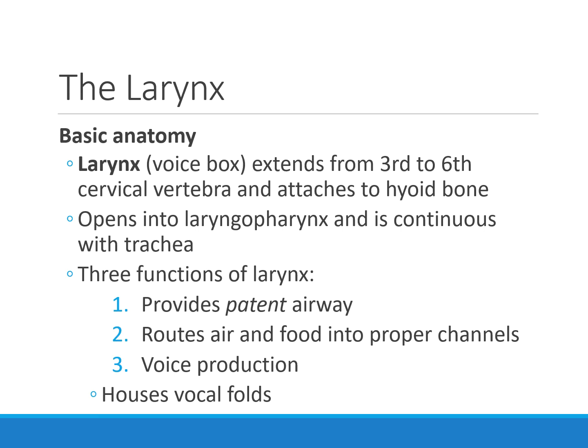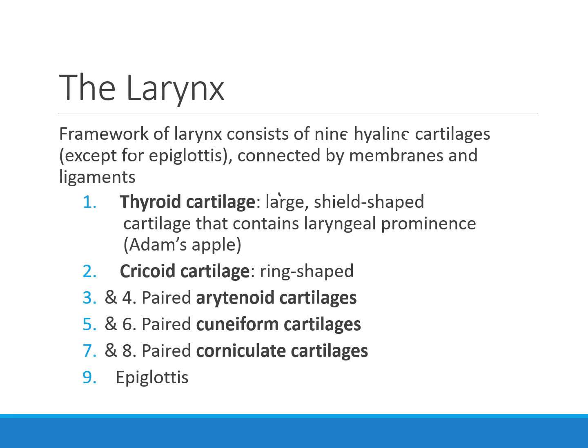There are three functions of the larynx. It provides a patent airway. Patent means it's always open. It routes air and food into the proper channels, so we want to make sure that air goes down the trachea and food and water go down the esophagus. And it's also responsible for the production of your voice, which is phonation. It houses your vocal cords.